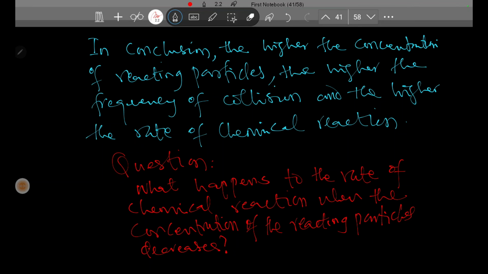In conclusion, the higher the concentration of reacting particles, the higher the frequency of collision, and the higher the rate of chemical reaction. Now, think of this question here. What happens to the rate of chemical reaction when the concentration of the reacting particles decreases?